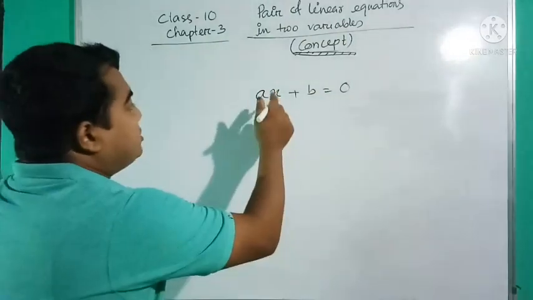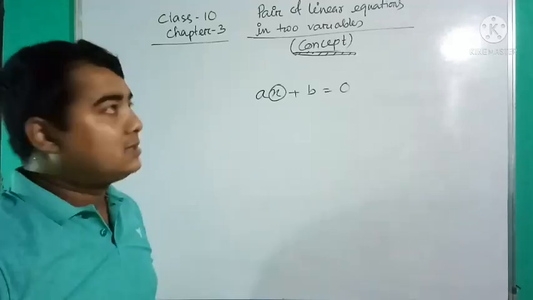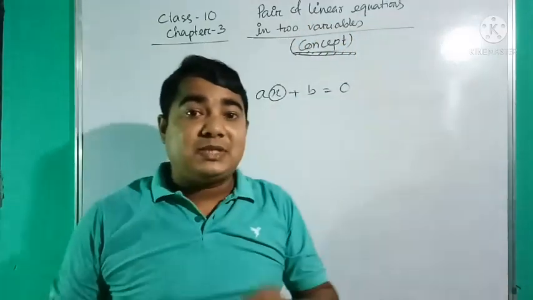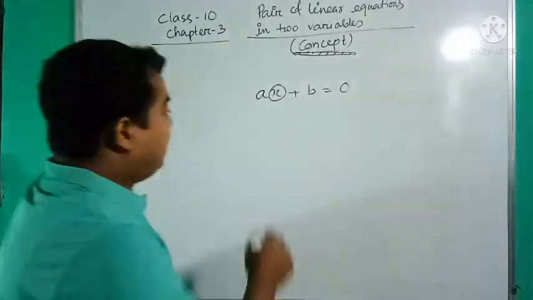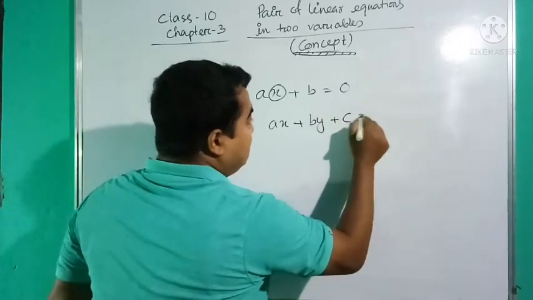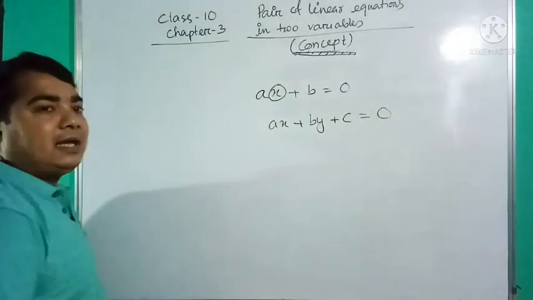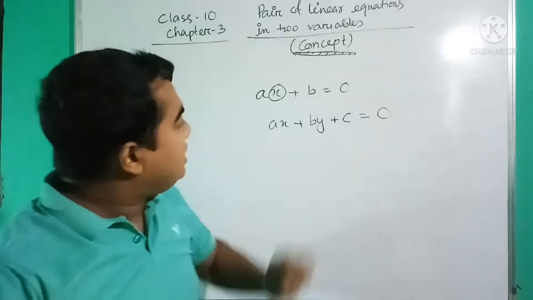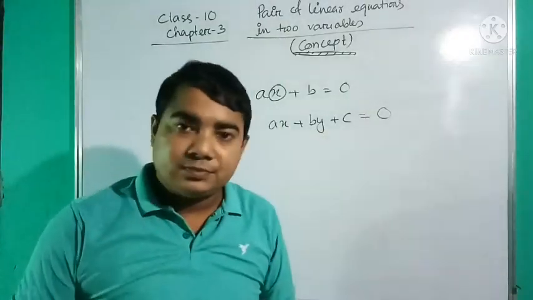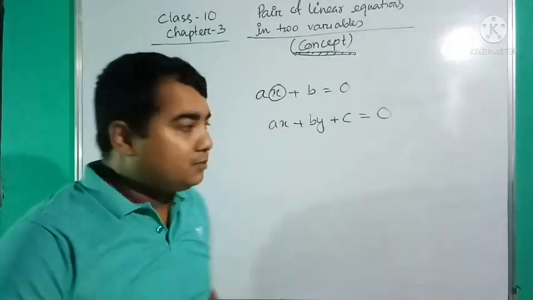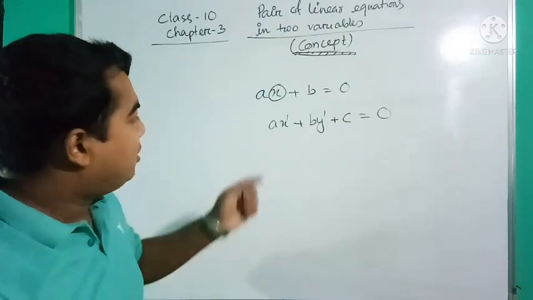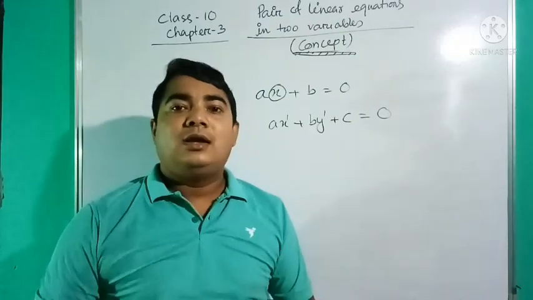Why? See, there is only one variable, that is x, but our chapter name is linear equations in two variables. That means we apply two variables. Then ax plus by plus c equals 0. See here, how many variables? x, y, two variables, and their powers are 1, since no power written means 1. So it is called a linear equation in two variables.